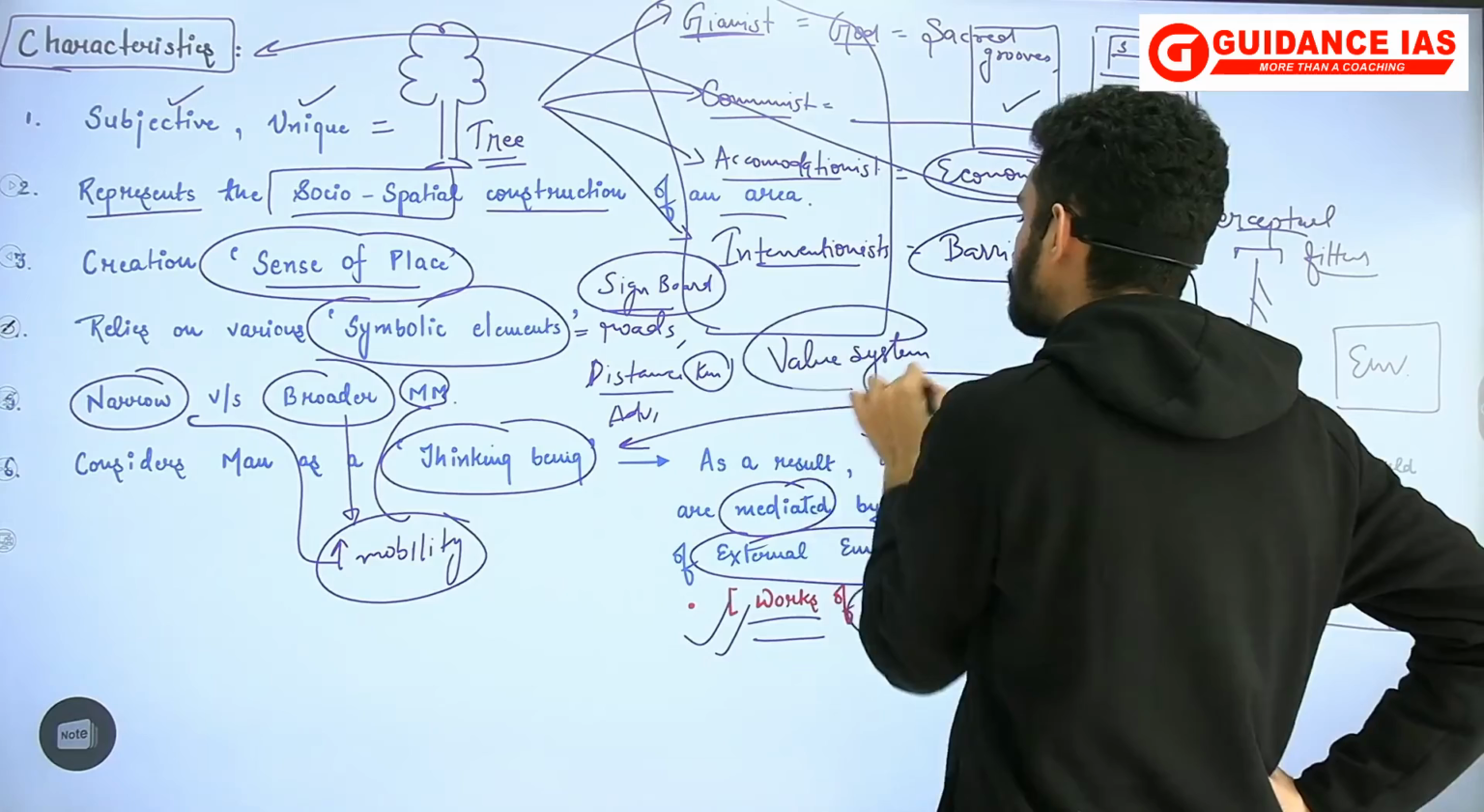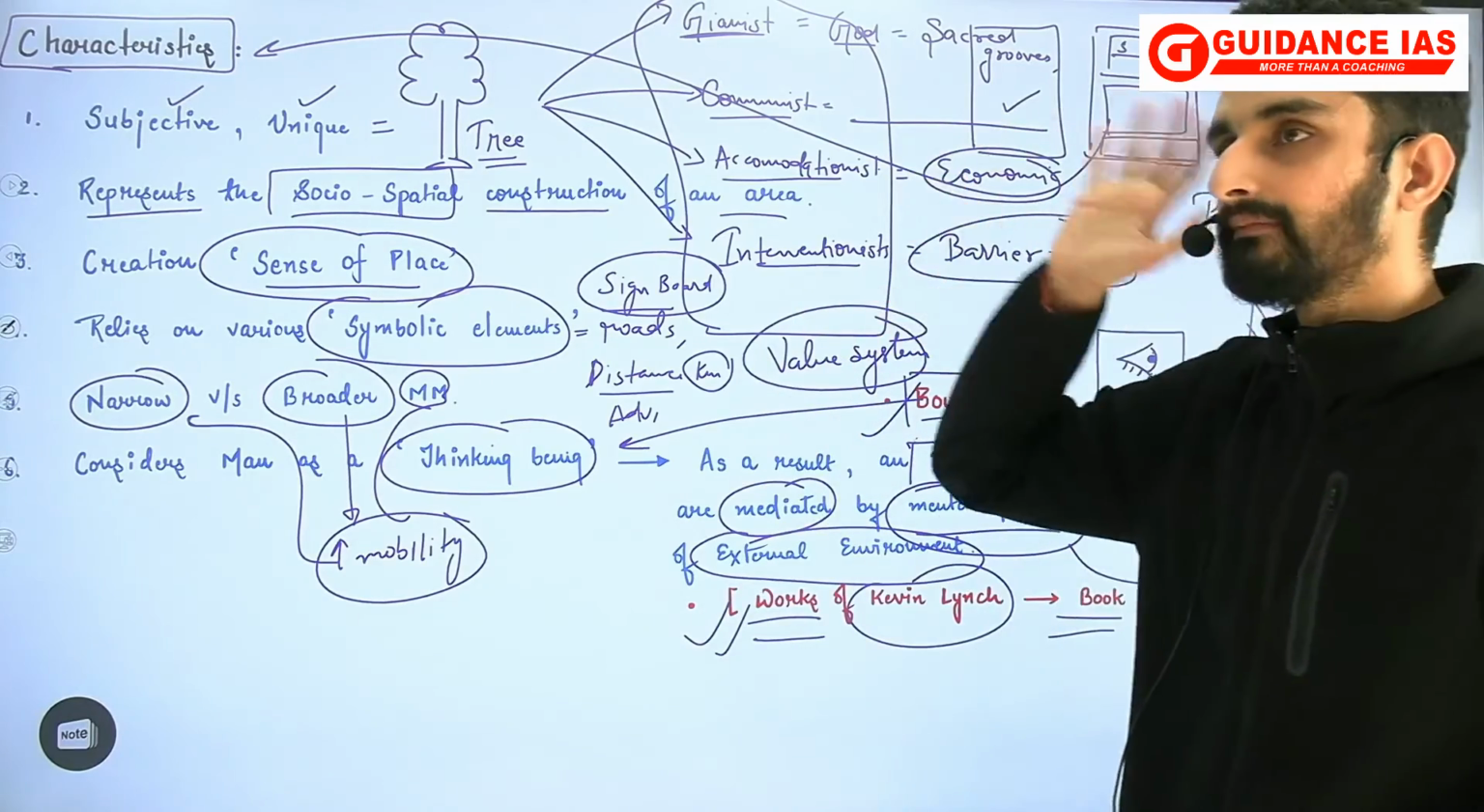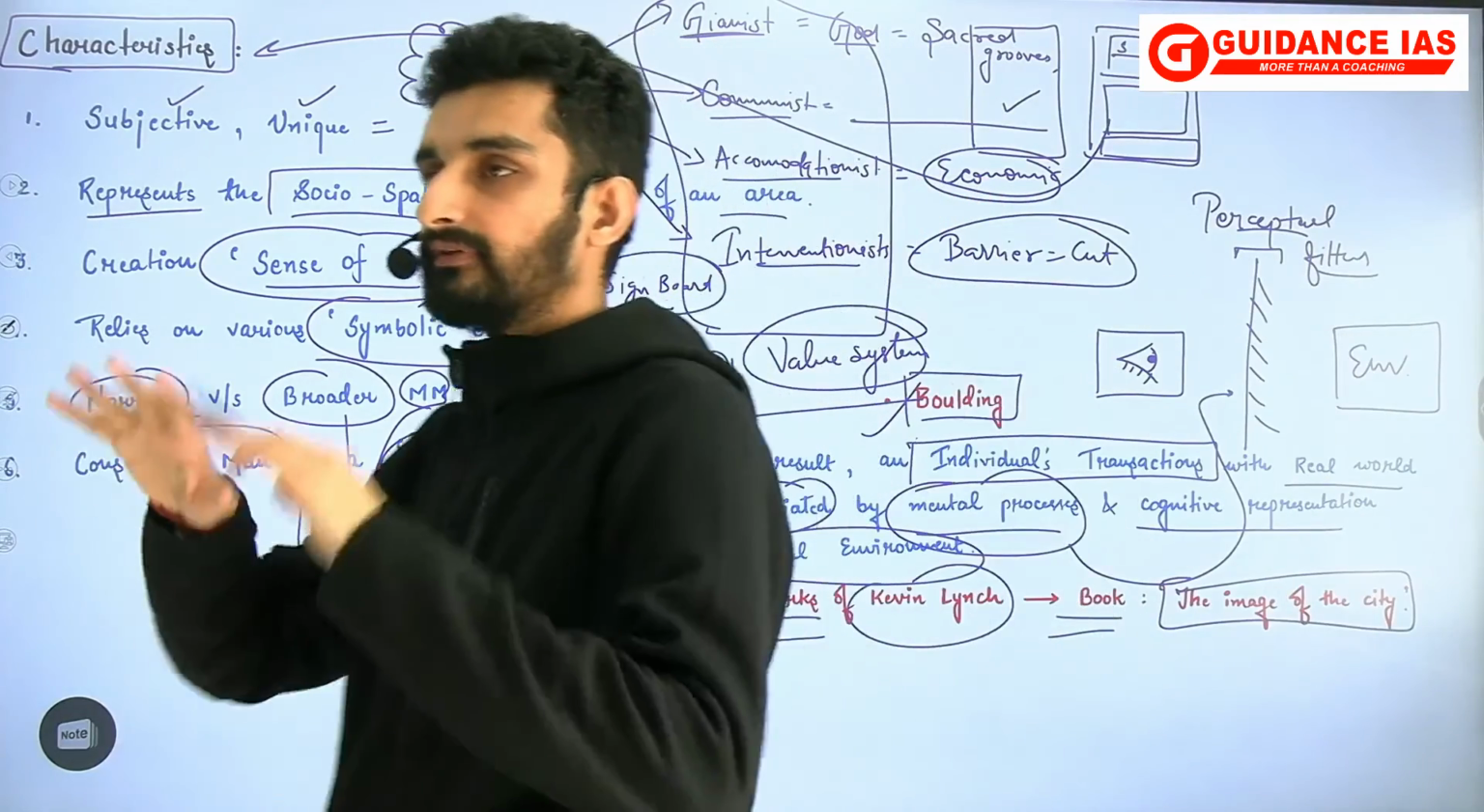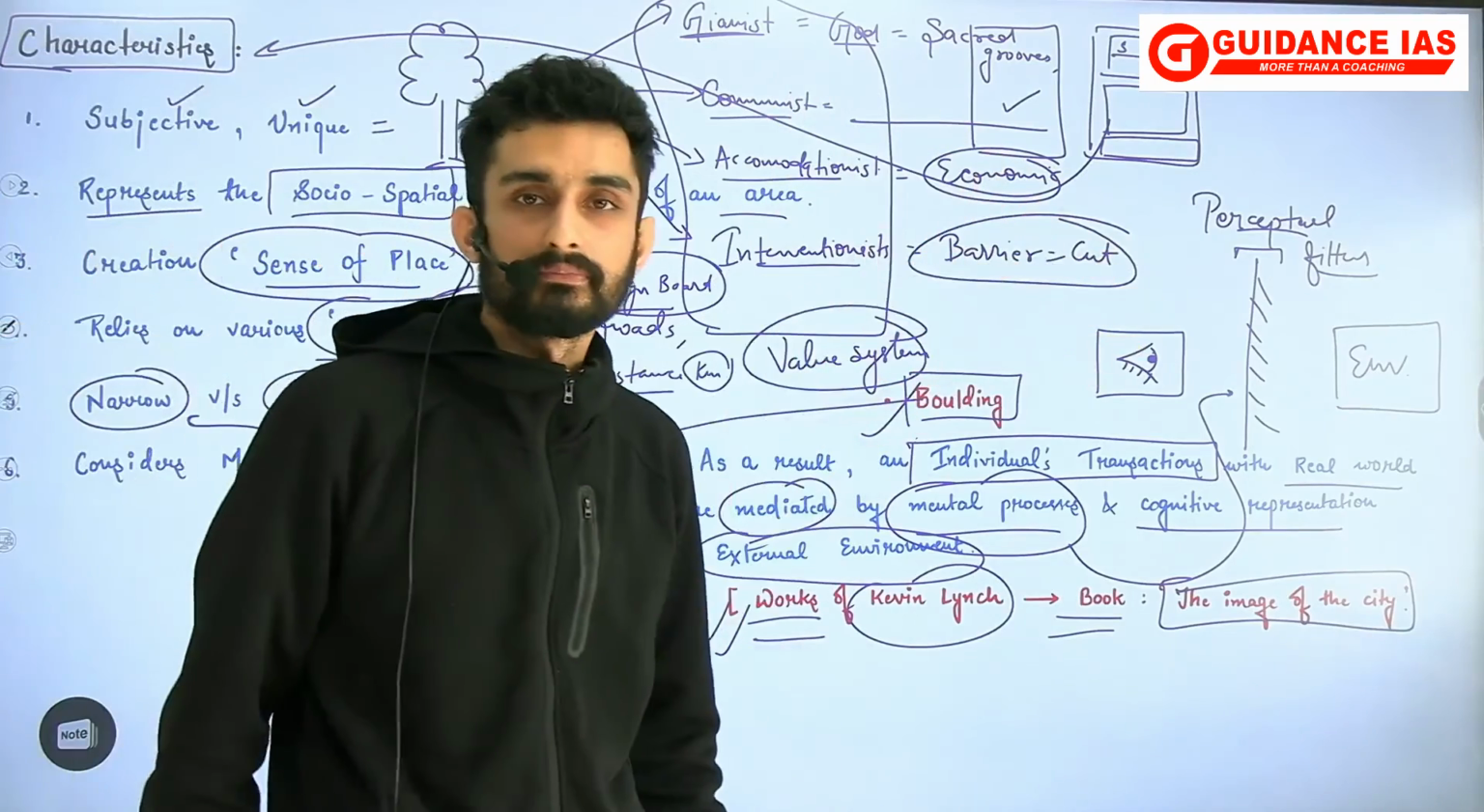And based on their value system, there is a particular mental image which individuals carry in their mind, and with that they actually see the outer environment. I hope it is clear.